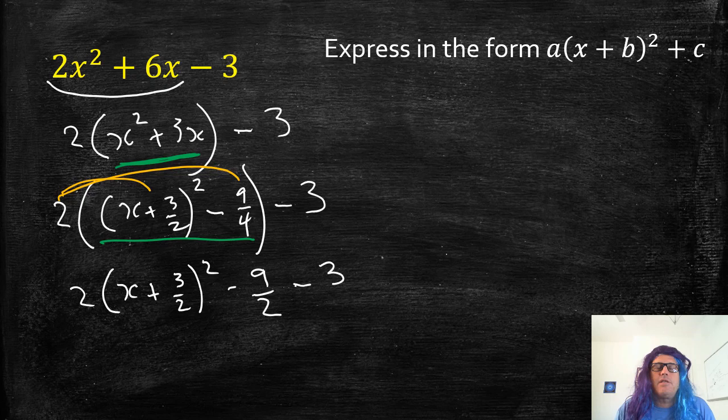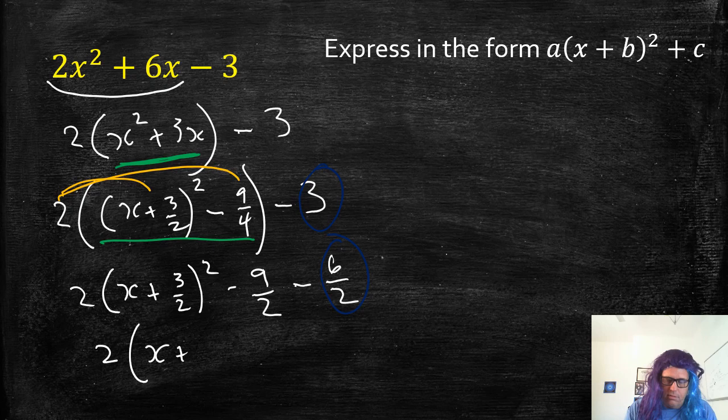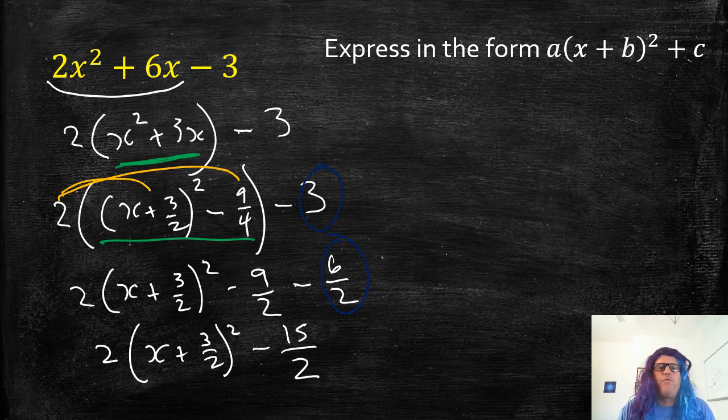Okay, but I see what's coming. I've got my fraction. So 3 is the same thing as 6 over 2, isn't it? So the last thing to do is tidy this up. It's going to be 2 times (x plus 3 over 2) squared, minus 9 over 2 minus 6 over 2 is minus 15 over 2. So if they asked, A is 2, B is 3 over 2, and C is minus 15 over 2, if I want to know what A, B, and C are.